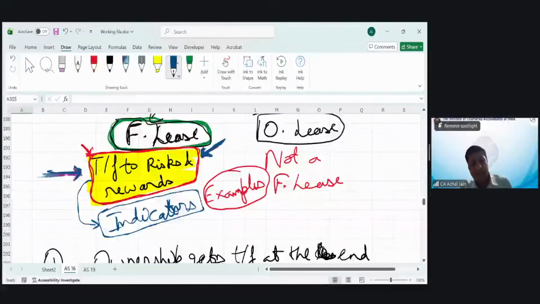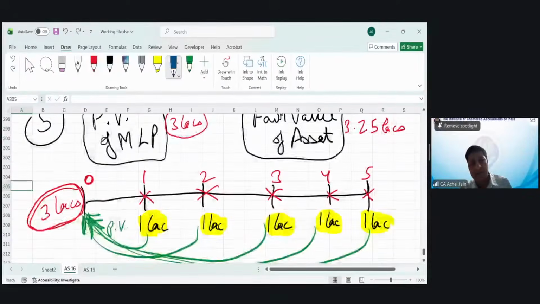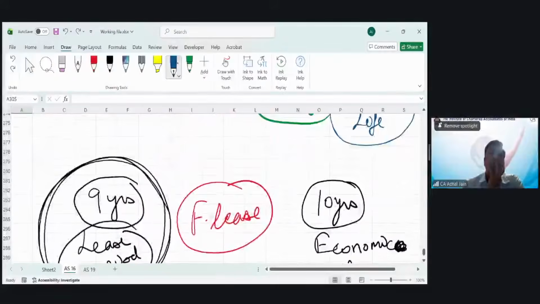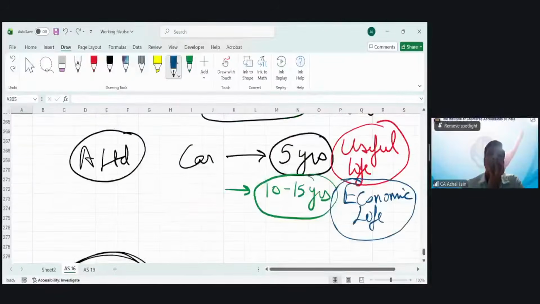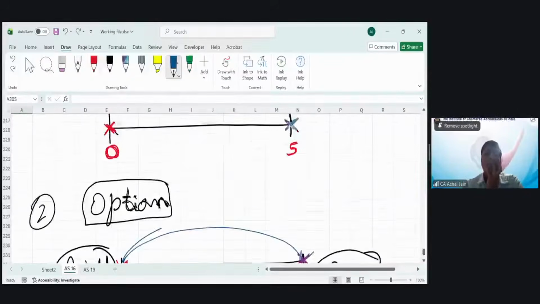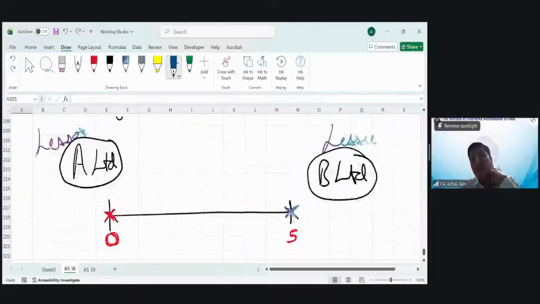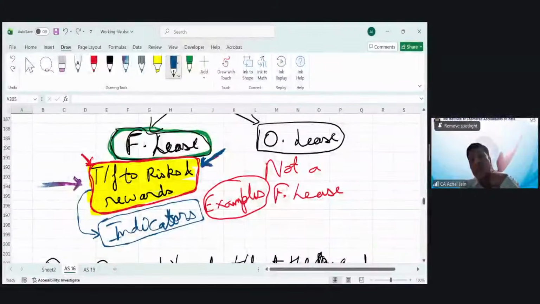Yes. Anyone else? It means, sir, this is an example. So what do you mean by it means? This is the example given as an indicator to identify the finance lease type, right, sir? It means... No, please give the background of when you say it means. What do you mean by it means?